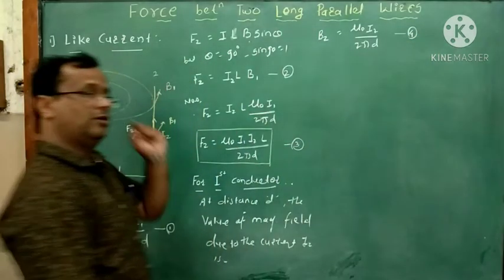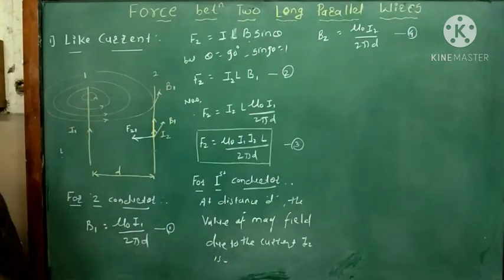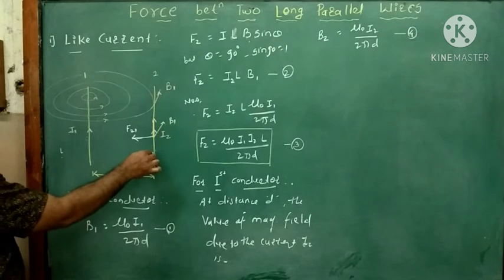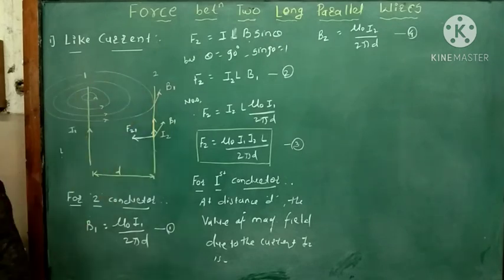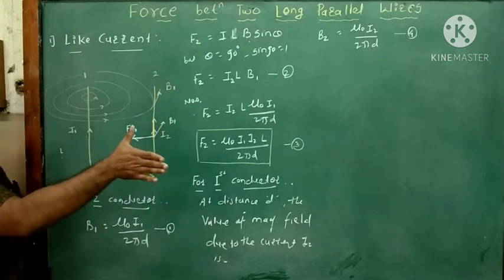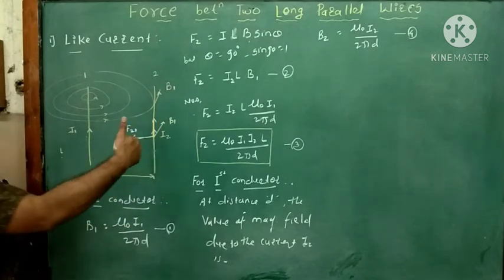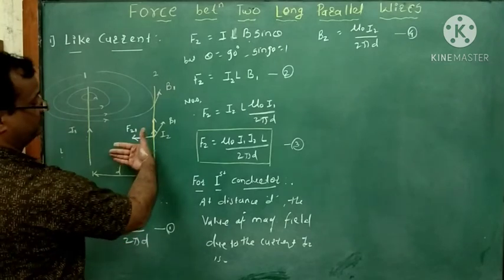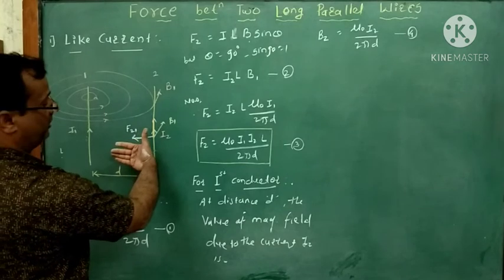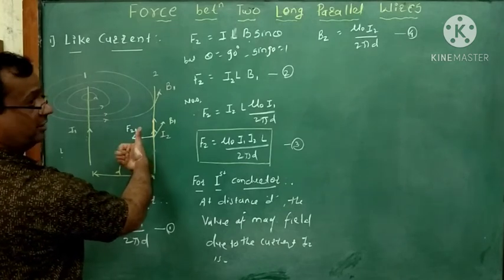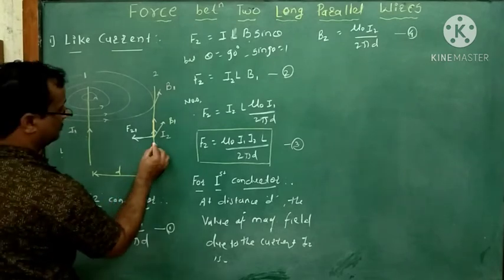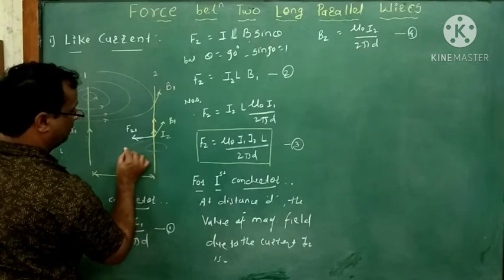Now we want to find out the force acting on the first conductor. But here, just like before, for the direction of magnetic field produced by the second conductor, we want to use the right hand rule. So what do we get? If we consider the outstretched thumb as the direction of flow of current, then the curled fingers indicate the direction of magnetic field. It means that, see here, this will be the direction of magnetic field.